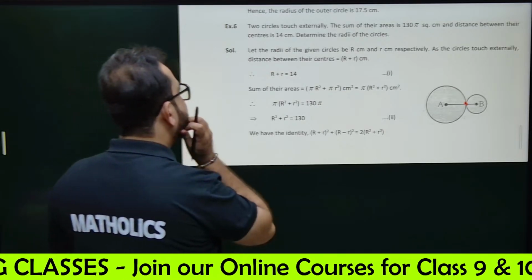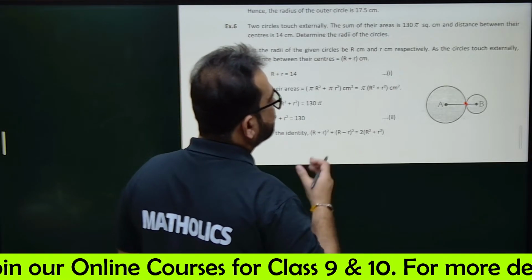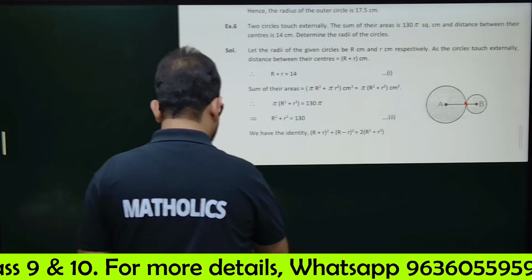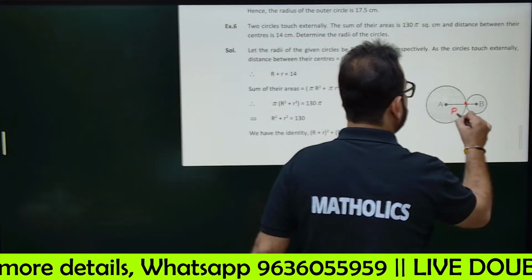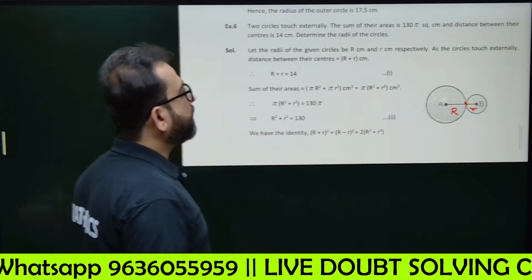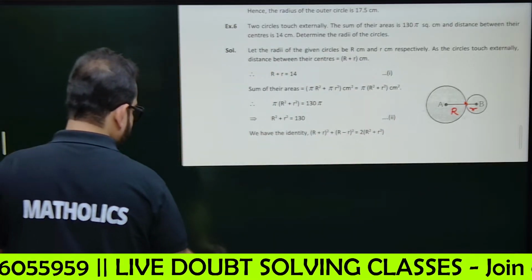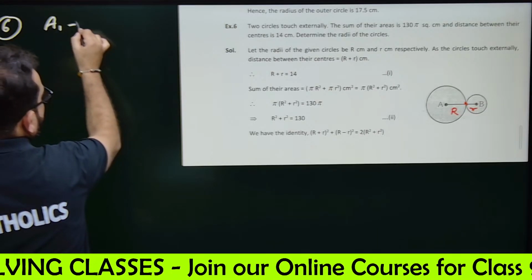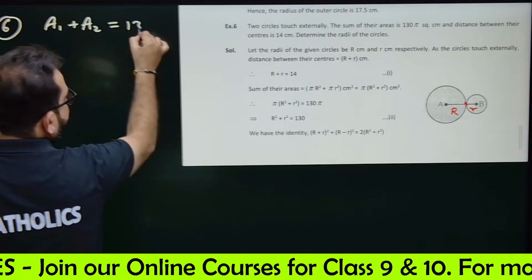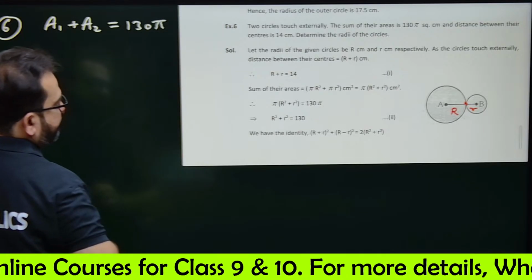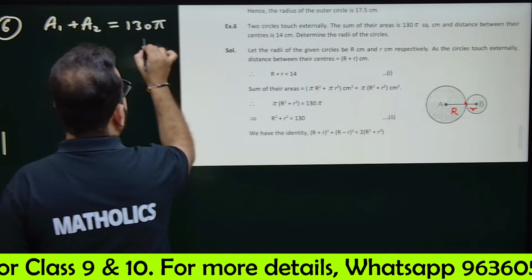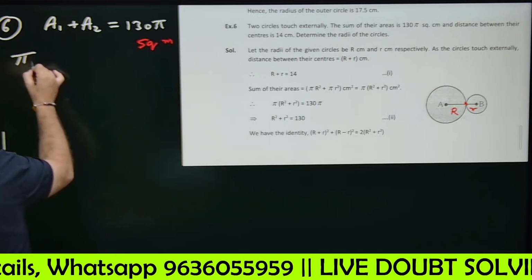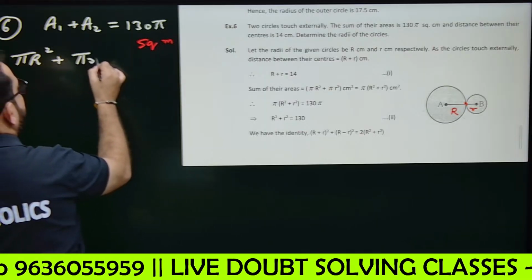Now, two circles touch externally. The sum of their areas is 130 pi square centimeter. Let the radius of the bigger circle be capital R, and that of the smaller circle be small r. Sum of their areas, solution number 6. Areas means area 1 plus area 2. It is given 130 pi. Remember the unit, we have to work in centimeter. So area 1 will be pi capital R square, and area 2 will be pi small r square.